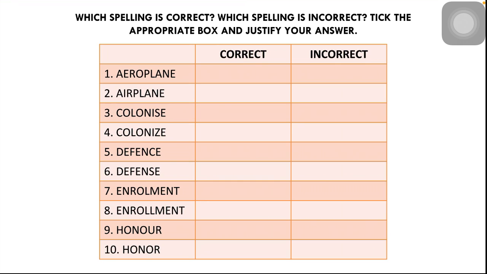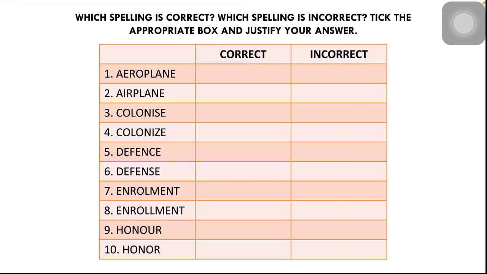How about colonize and colonise? We usually use colonize with a Z, but colonise with an S is also correct. It is also a British spelling of colonize. Then next is defense with a C and defense with an S. We usually use the word defense with an S, but defence with a C is also correct because it is a British spelling of defense.